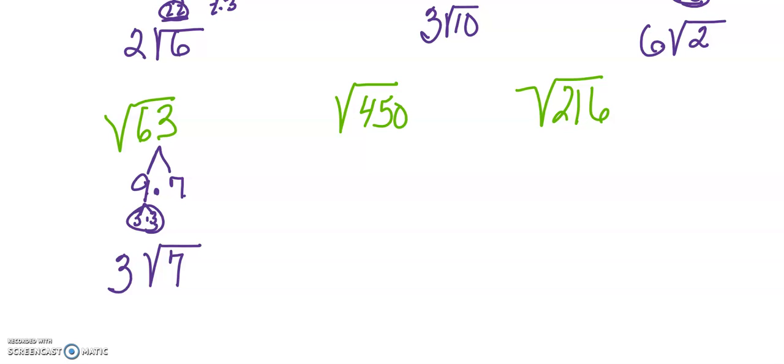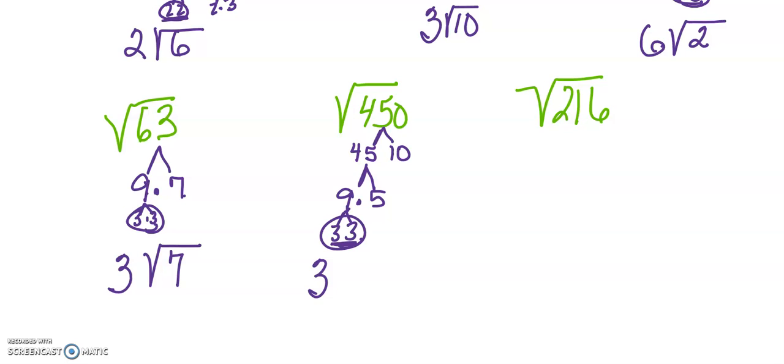Okay? Now, let's try this next one. It's a pretty big number. And right off the bat, I can't think of a perfect squared number that will go into it. So we're going to break it up like this. 45 times 10. Does that make sense? Okay. Now 45 is 9 times 5. 9 is a perfect squared number. Remember, it's 3 times 3.